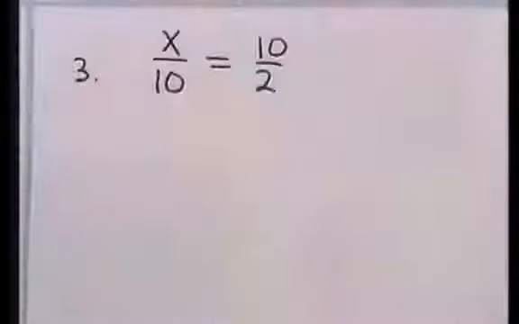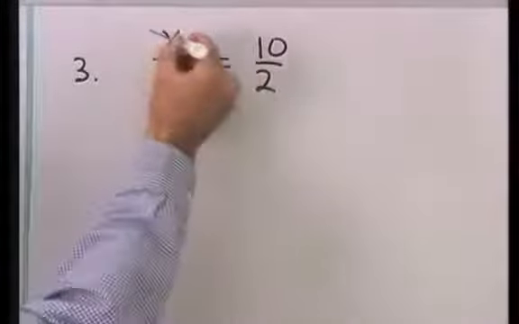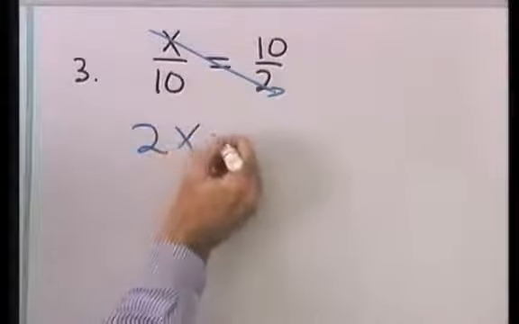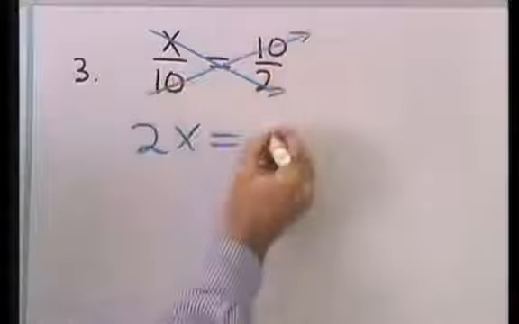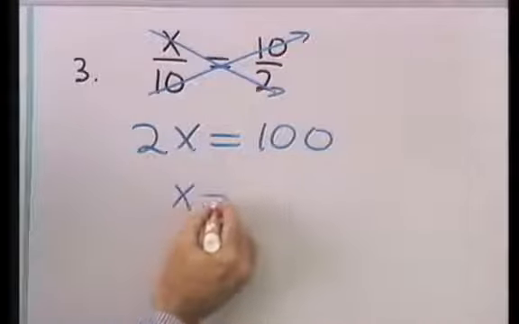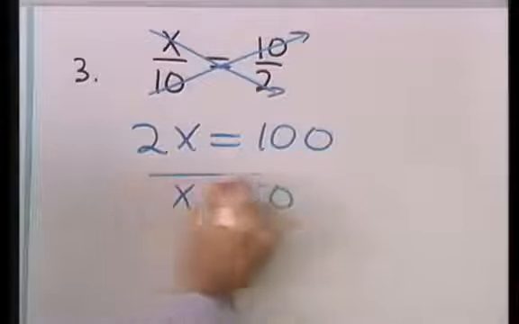Here's another problem. X over 10 is equal to 10 over 2. I'll multiply 10 times 2. I'll multiply x times 2, that will be 2x. And then I'll multiply 10 times 10, and that will be 100. Divide both sides by 2, and I get x is equal to 50.